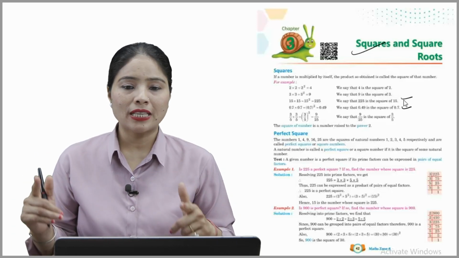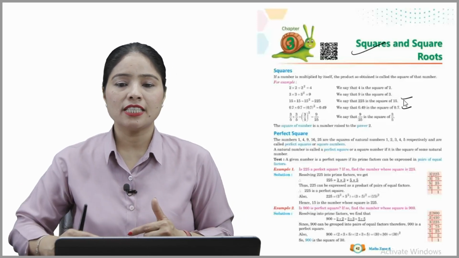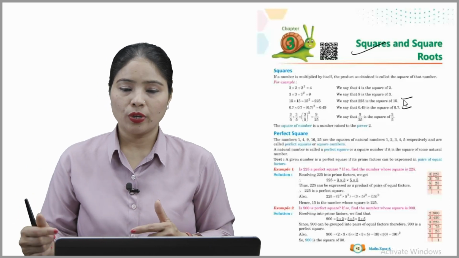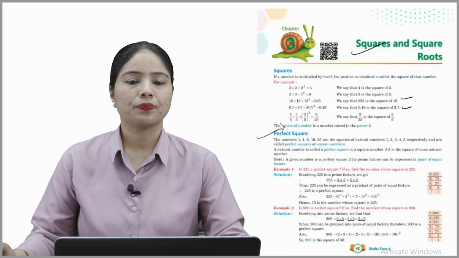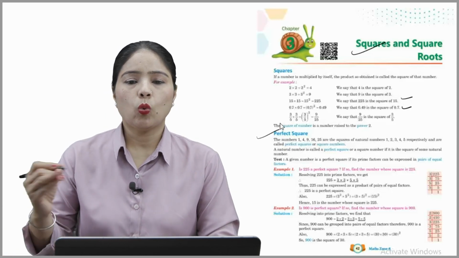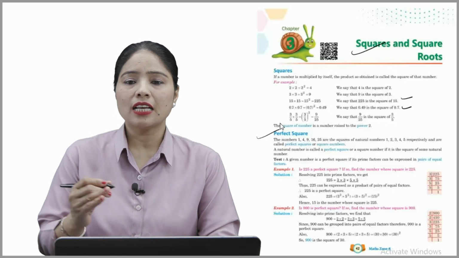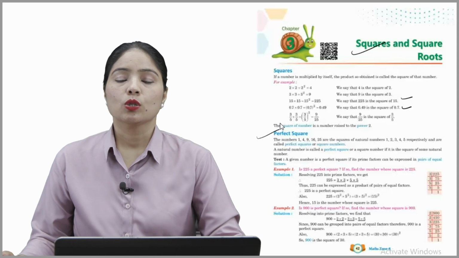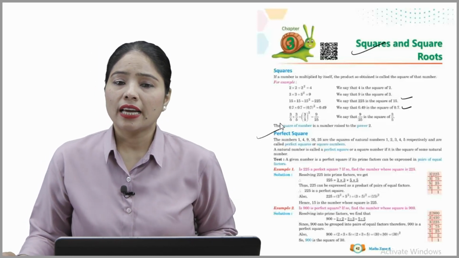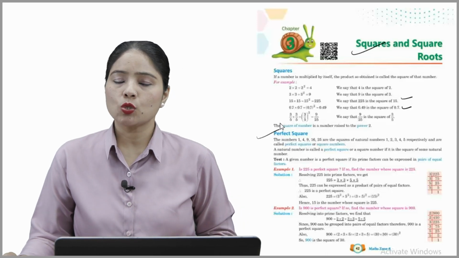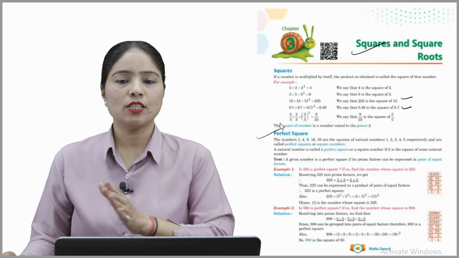I hope you understood the square. Now the square of a number is a number raised to the power 2. Okay. Now perfect square. Now what are these perfect squares? Let's see. The numbers 1, 4, 9, 16, 25 are the squares of natural numbers 1, 2, 3, 4, 5 respectively and are called perfect squares or square numbers. Okay. So which numbers? Those 1, 4, 9, 16 and 25.